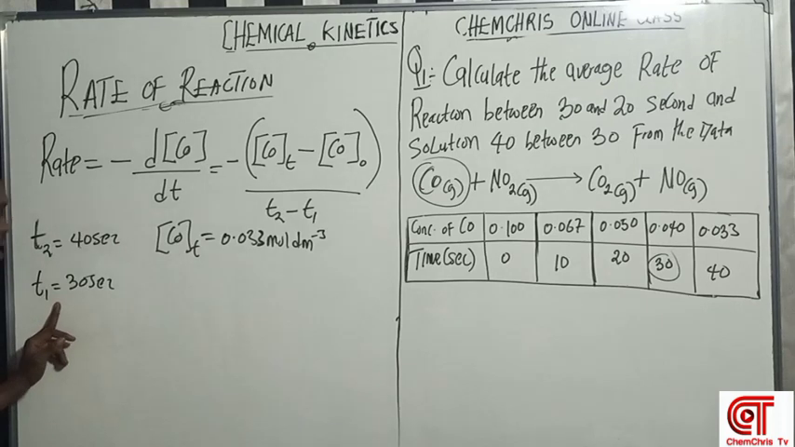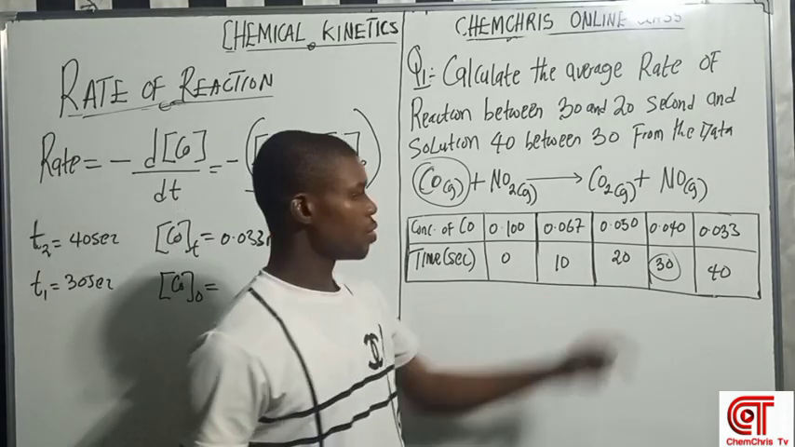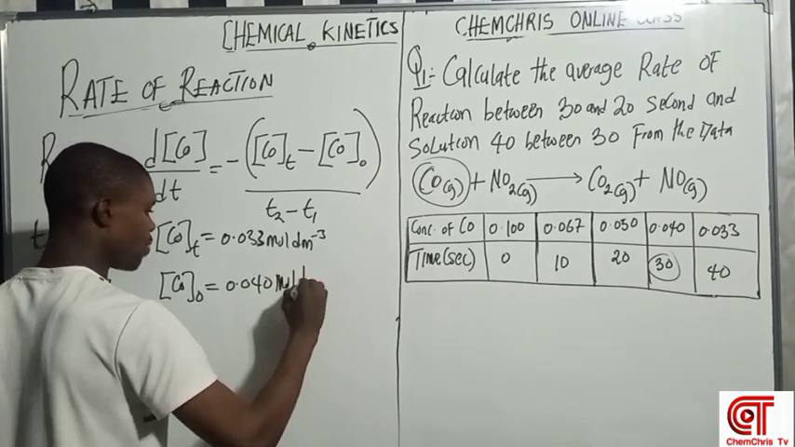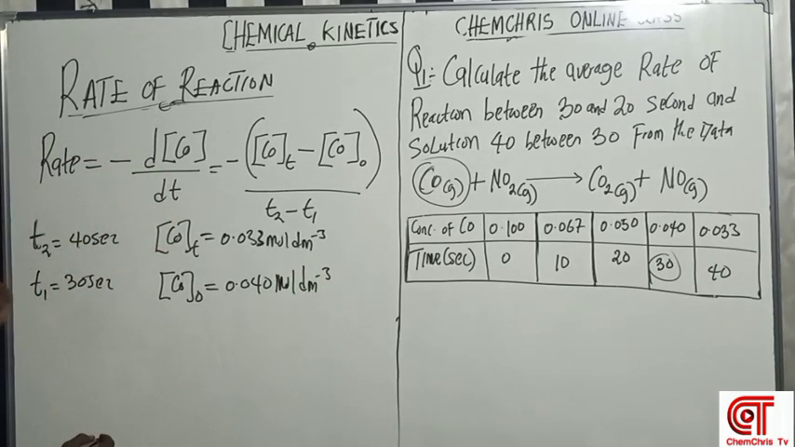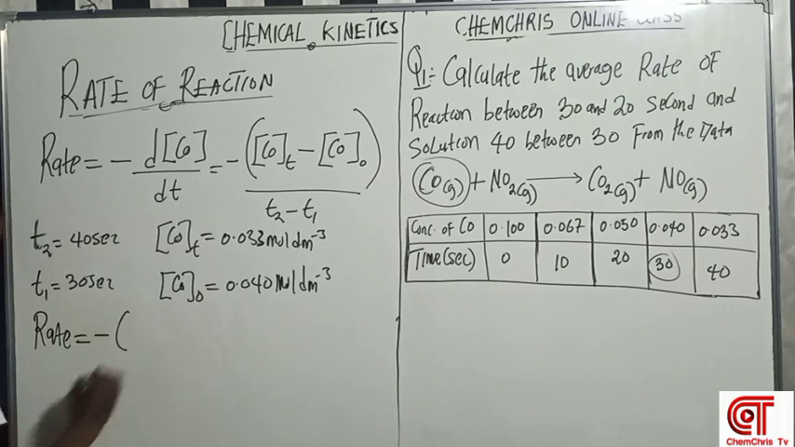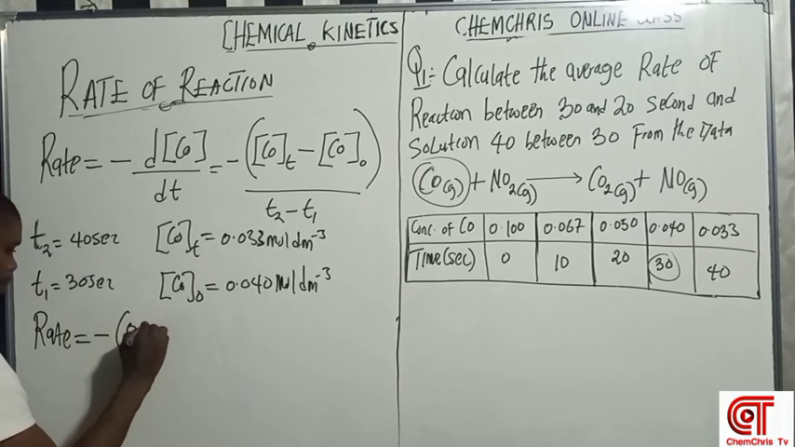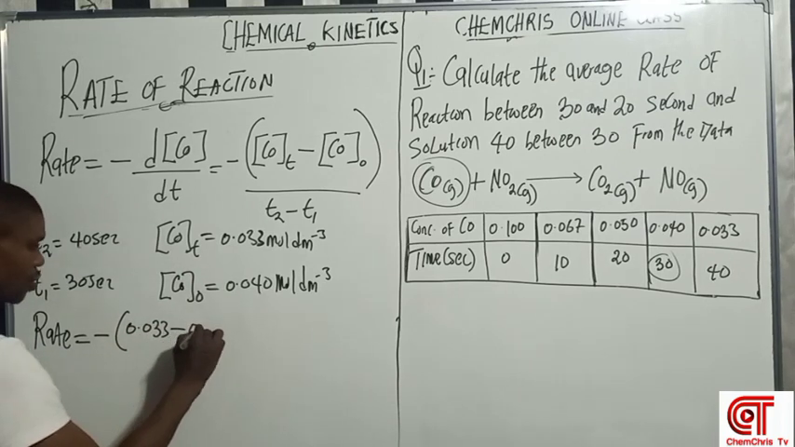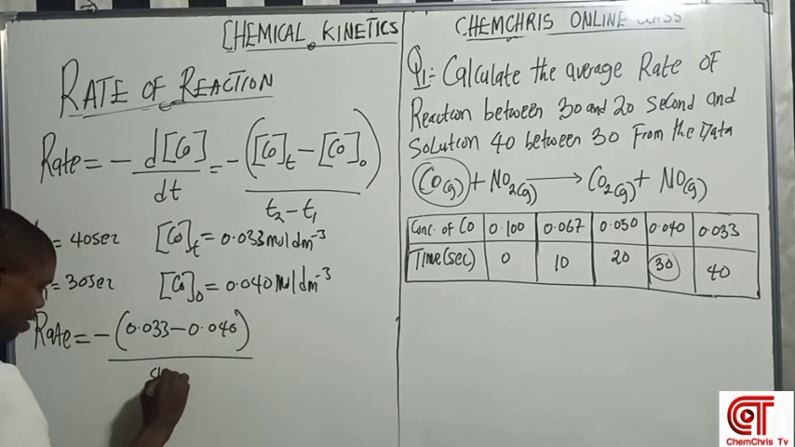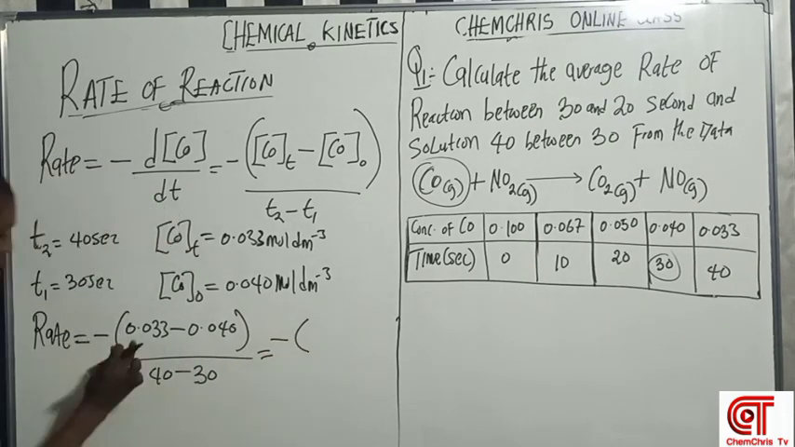Now, the same here, my initial concentration at 30 is giving me 0.040 mole per dm cube. This is that. So from here now, let's look at the average rate. The average rate equals minus, right? So my final concentration is 0.033 minus 0.040, over here would be 40 minus 30. Can you see that? So what happened here? We have minus this.